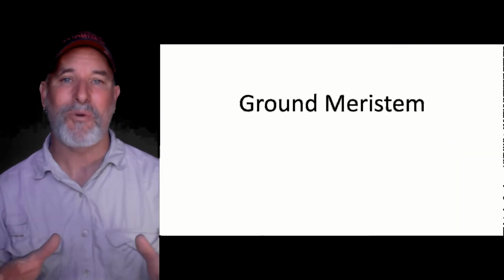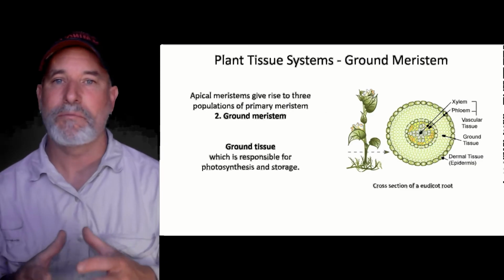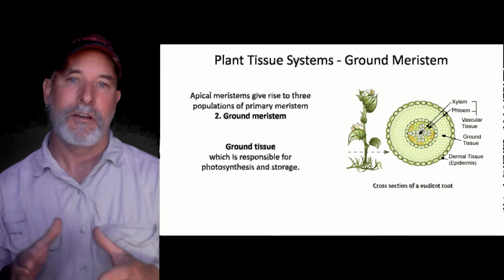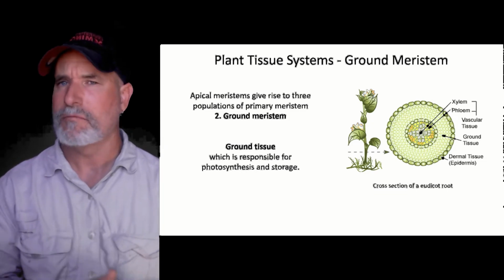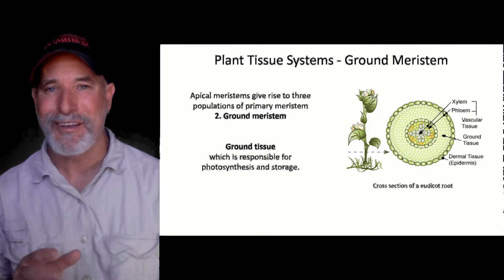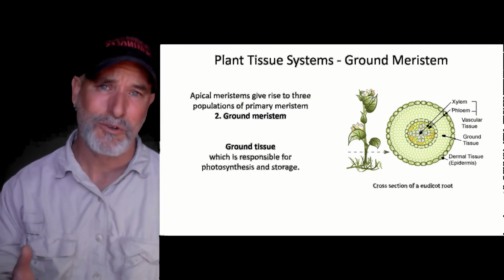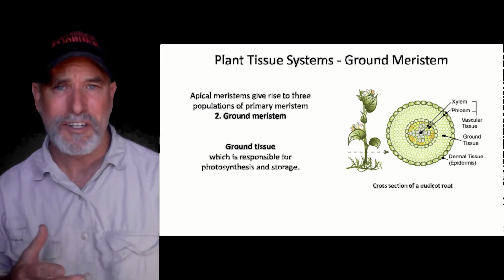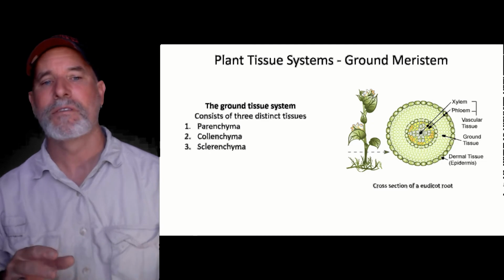Now let's move to the ground meristem. Now the ground meristem produces the ground tissue. This is where we do photosynthesis and storage most of the time. You know, with 280,000 species of plants, and one of the main rules in biology, there's always exceptions, but I probably won't get into those too much here.